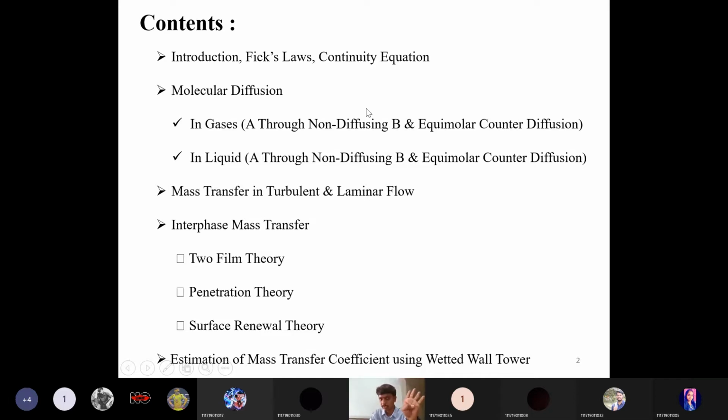A through non-diffusing B in gas and equimolar counter diffusion in gas phase. Similarly, A through non-diffusing B in liquid phase and equimolar counter diffusion in liquid phase. So like this, the 4 cases will be there. Among these 4 cases, if you observe the previous question papers, one case is compulsory. They are giving one case compulsorily.